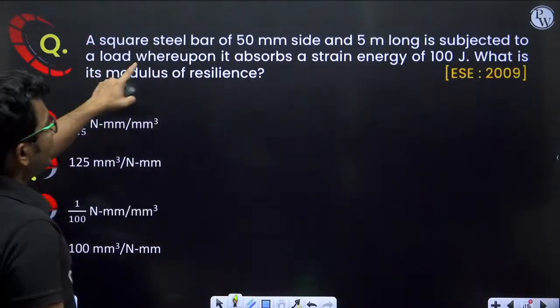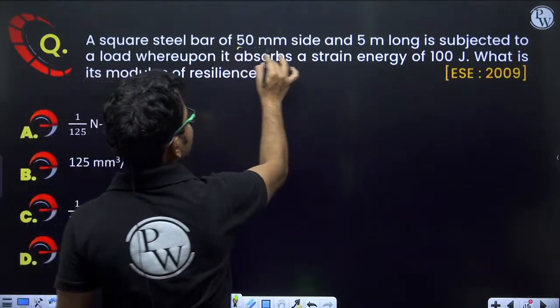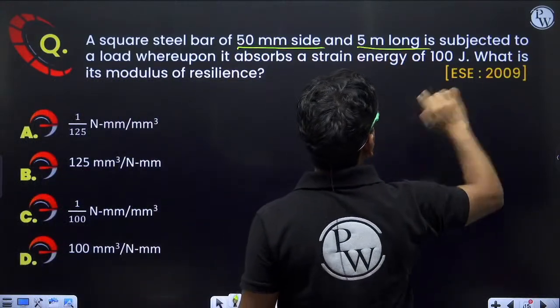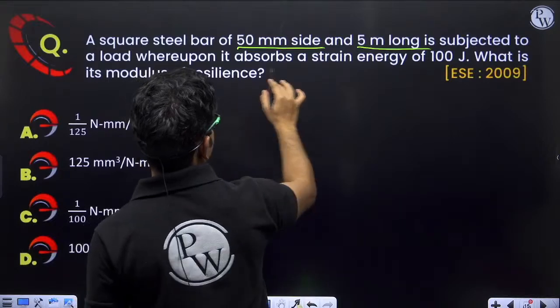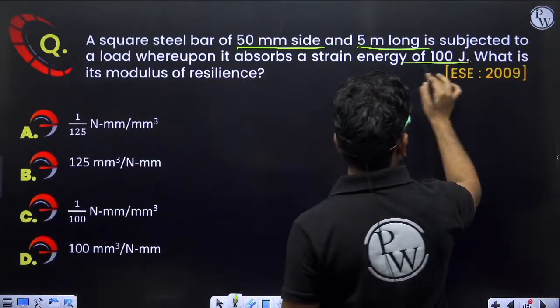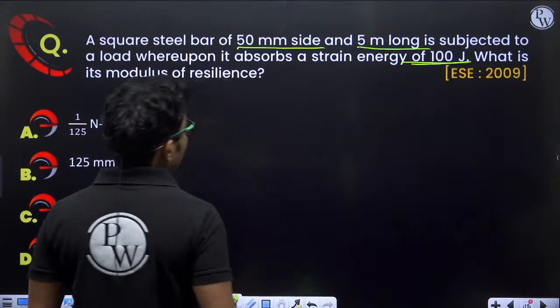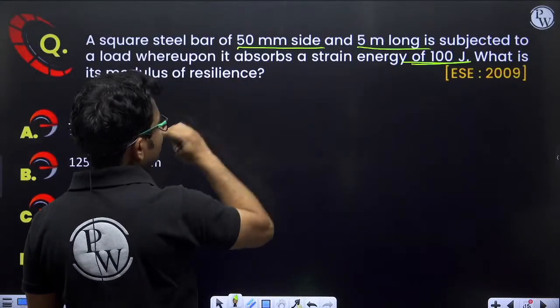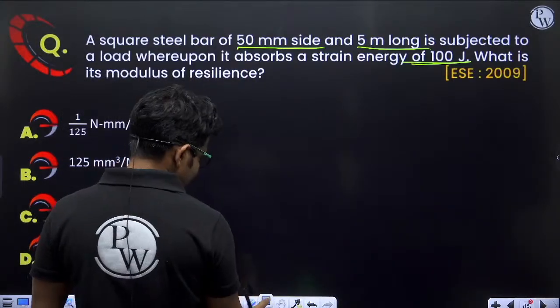Next, a square steel bar of 50 mm side and 5 meters long is subjected to a load whereupon it absorbs a strain energy of 100 joules. So we have a square steel bar of 50 mm side.